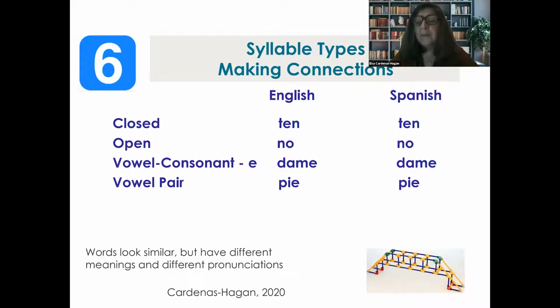The vowel pair syllable, we're going to have to remember that rule. When two vowels go walking, the first one does the talking. It's not reliable. You have to teach each of these vowel pairs. So here I'm going to say I for pie. In Spanish, I'm going to say pie. It means foot, not something that's like a dessert. So we have to teach what's different.